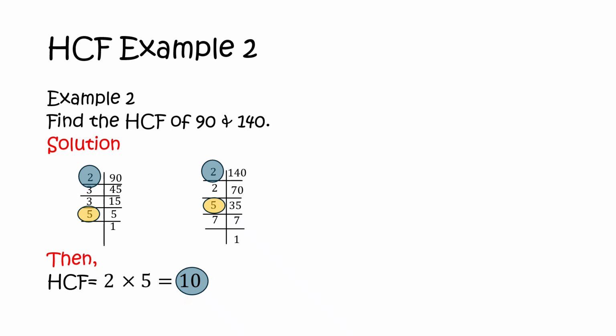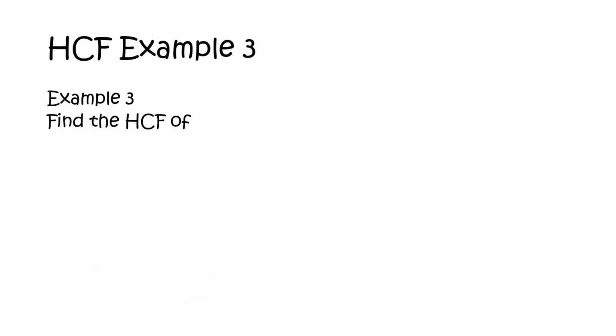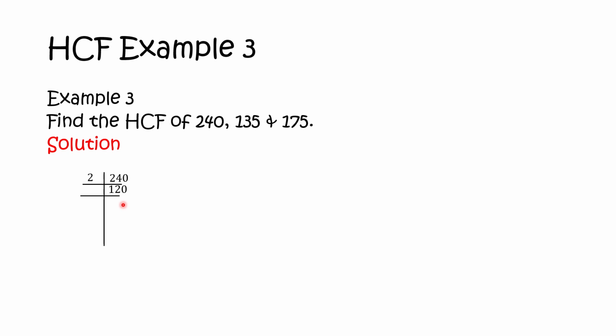Let's look at example 3. With example 3, we have 3 numbers, 240, 135, and 175. So we find the prime factors for 240. We divide by 2, we get 120. Divide by 2, 60. We divide by 2, 30. Divide by 2, 15. Divide by 3, 5. Divide by 5, 1. As easy as that.